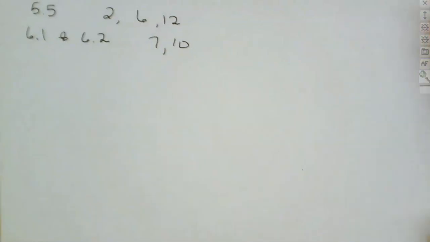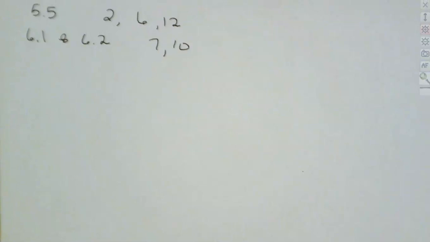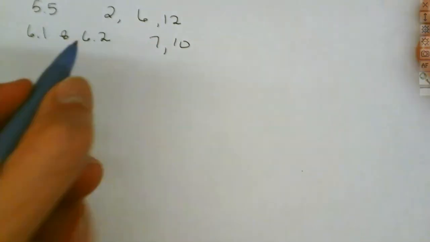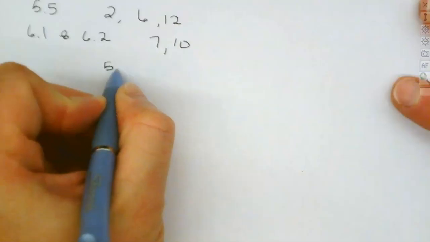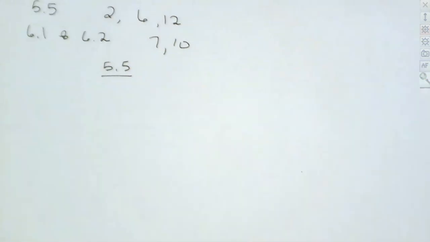Let's go ahead and get started with these. So what we're going to be looking at again in 5.5 is we're going to be using what's called zero factor. And you'll be using this technique a lot in college algebra. This is a very, very important section.